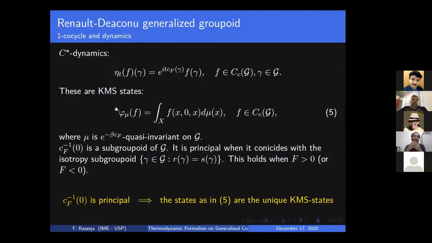However, when the groupoid is principal, that is, it coincides with the isotropy groupoid, for example, when the potential is always positive or always negative, these states are not only KMS states, but they are the unique KMS states in the theory.